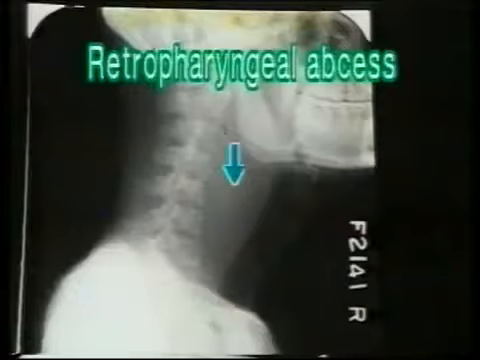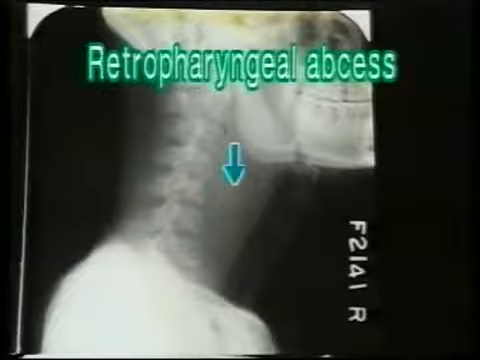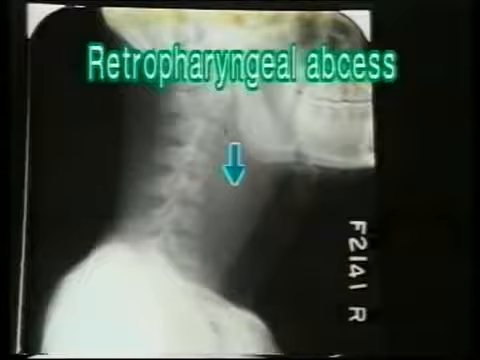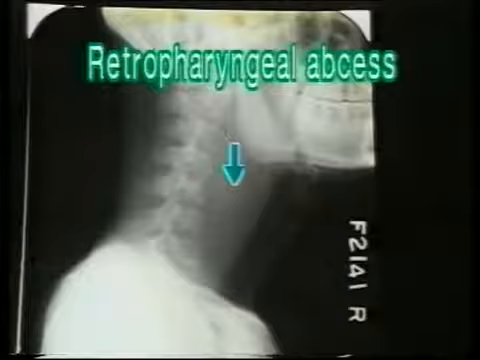A lesion higher up may present as a retropharyngeal abscess. In this X-ray, note the distance between the cervical spine and the radiolucent shadow of air in the trachea and pharynx. The distance is increased and is occupied by a soft tissue shadow.